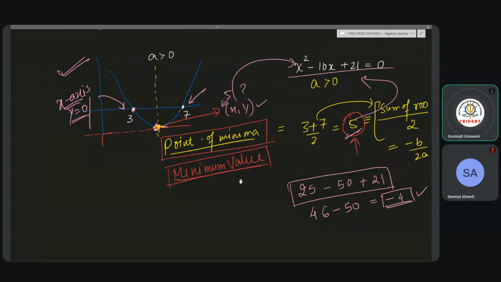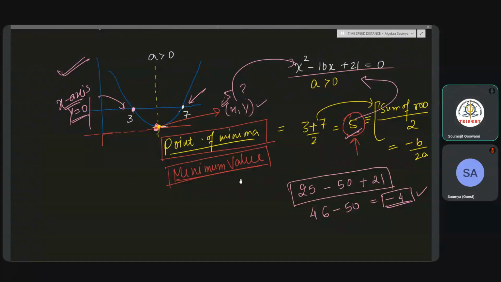But what I'm trying to tell you is that more often than not, you will have a quadratic equation, and they'll be asking you what is the minimum value or the maximum value. Obviously, if the coefficient of x square is positive, you will invariably be getting a minimum value. So there is a very elegant way to find the minimum value or the minima of any quadratic equation. How do we do that?